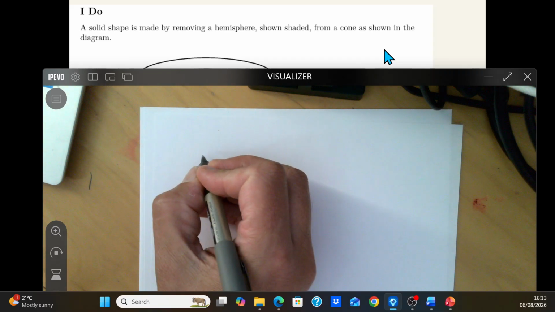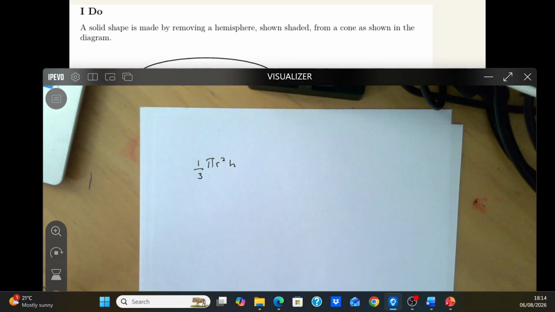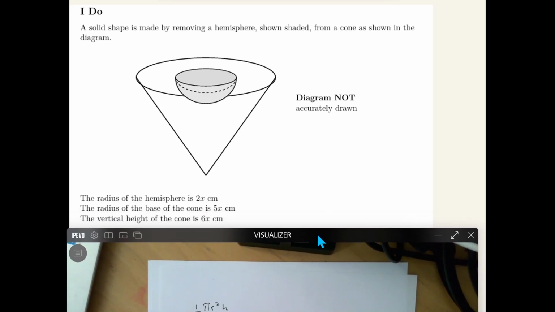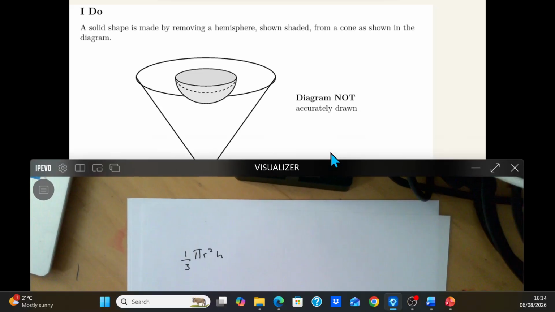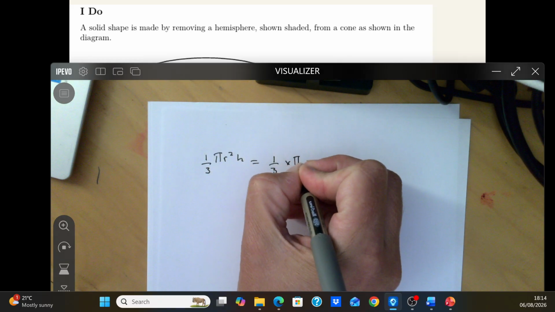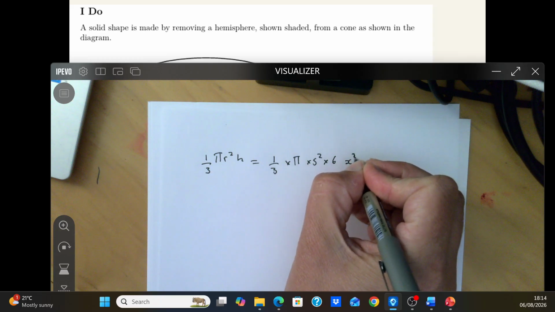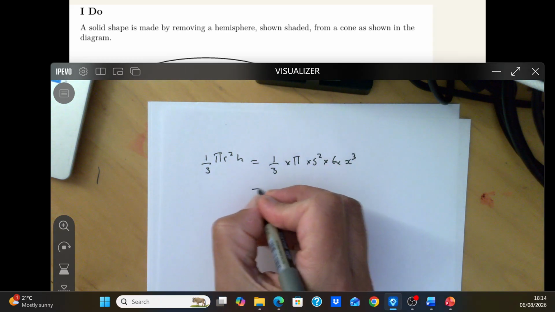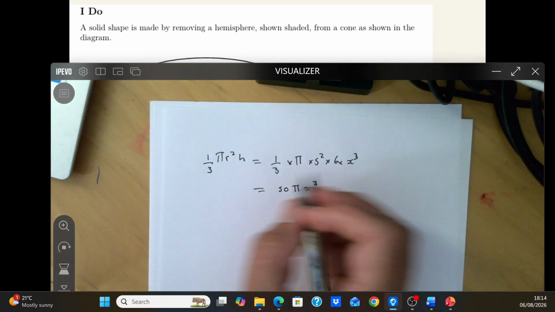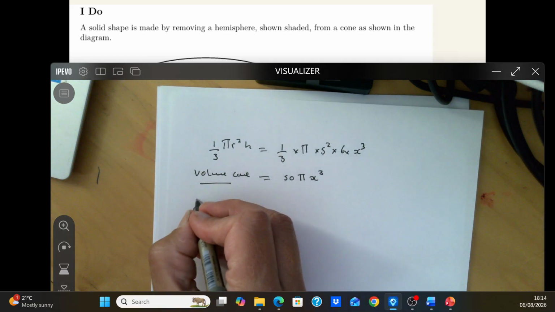the volume of a cone is 1/3 pi r squared h. In our question, h is 6x, the cone's radius is 5. So that equals 1/3 times pi times 5 squared times 6 times x cubed, because you're taking them out of that, which gives you 50 pi x cubed. So that is the volume of the cone.